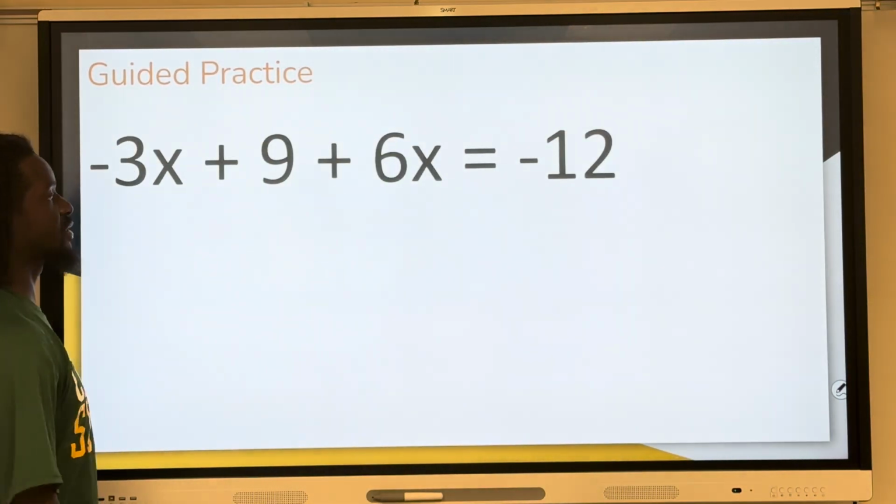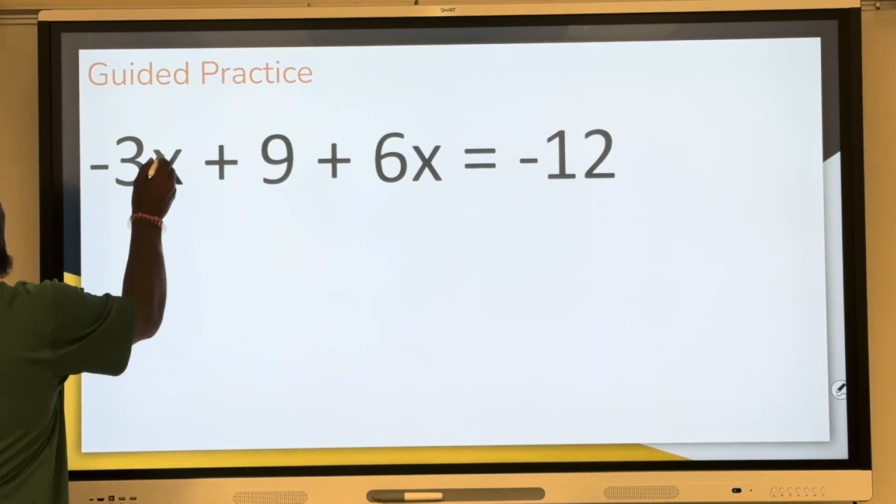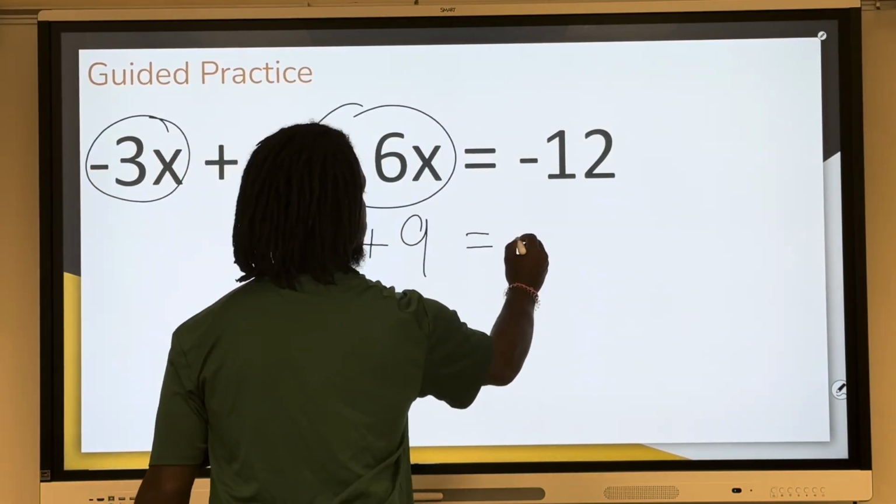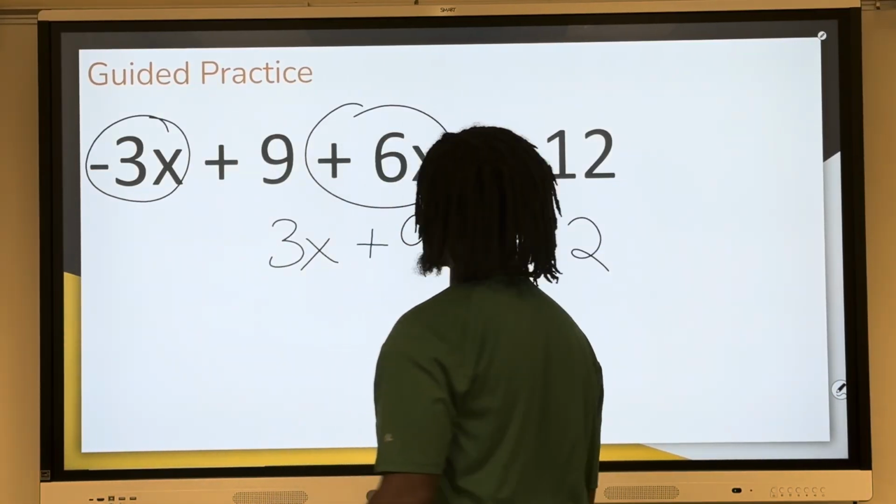And in this side of the equation, I have a negative 3x and I have a positive 6x. And those are like terms. So I'm going to put those two together. And so I have negative 3x plus 6x. And when I add those, I'm going to get a positive 3x. Now, after I've combined the like terms, I'm going to bring everything else down. So I have a plus 9 equals negative 12.